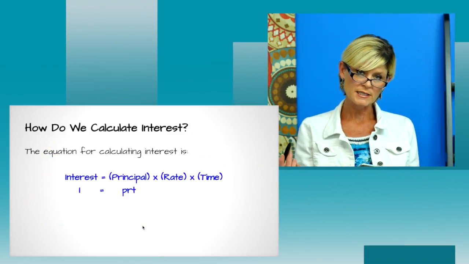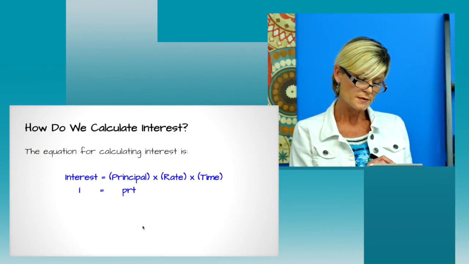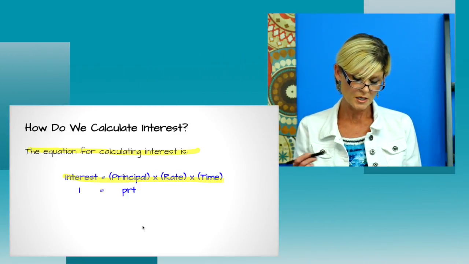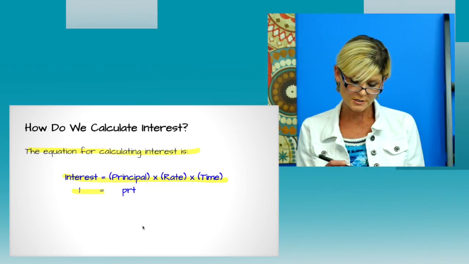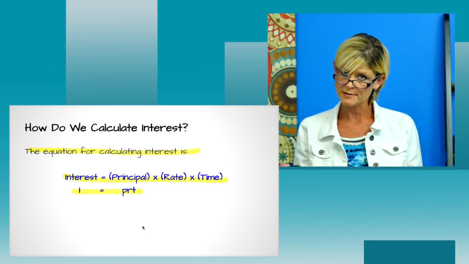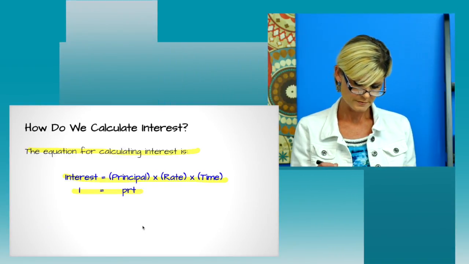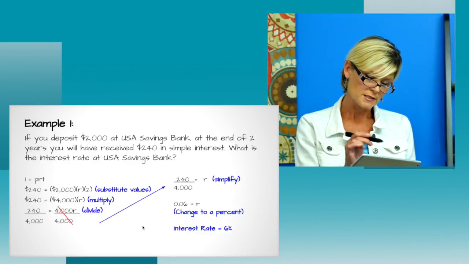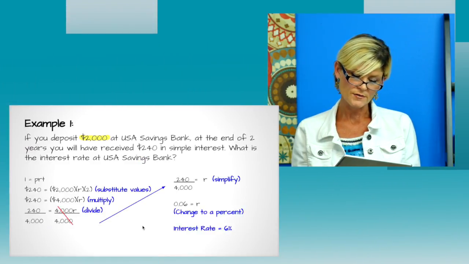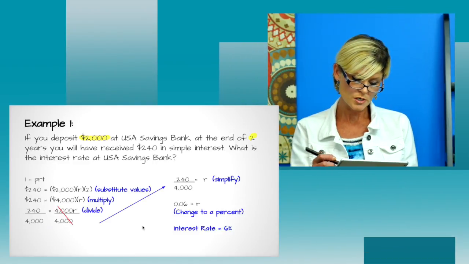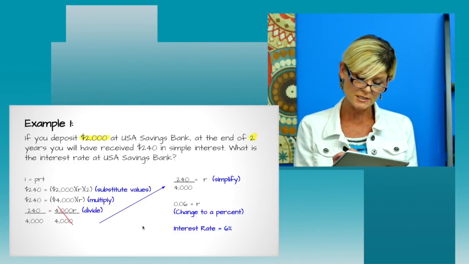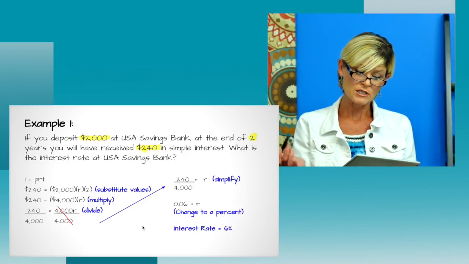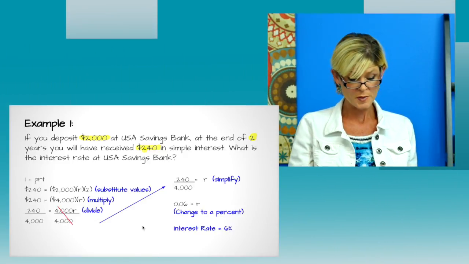So how do we calculate interest? It's actually pretty simple. The equation for calculating interest is I equals PRT, or interest equals principal times rate times time. So here's an example. If you deposit $2,000 at USA Savings Bank at the end of 2 years, you will have received $240 in simple interest. What is the interest rate at USA Savings Bank?